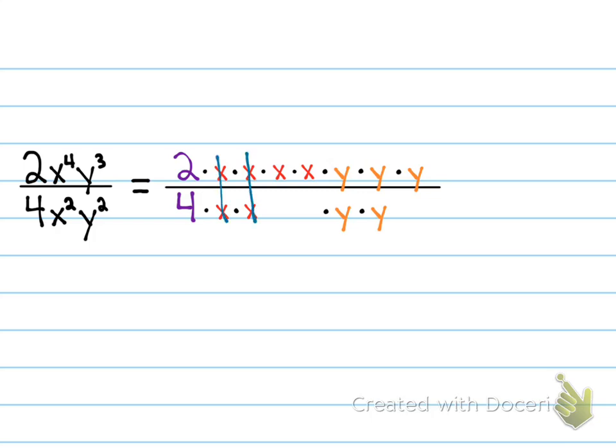I've got y over y, I can cancel those out. And then I'm looking at the fraction 2/4. So I can reduce 2/4 to 1/2. And then we'll look at what we have. Up top, I've got 1x squared y. And we don't need to write that one. We could, but it's much better without it. And then in the denominator, the only thing I have there is 2. So there's my final answer, x squared y over 2.